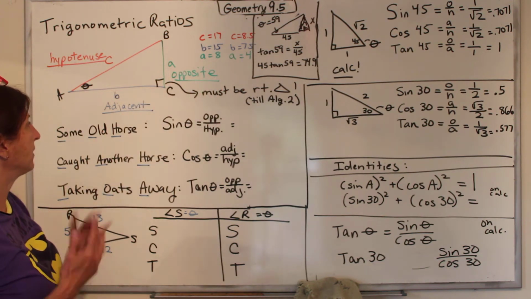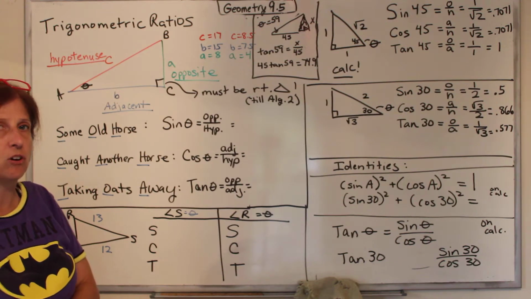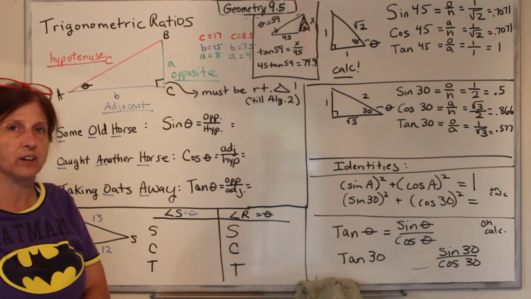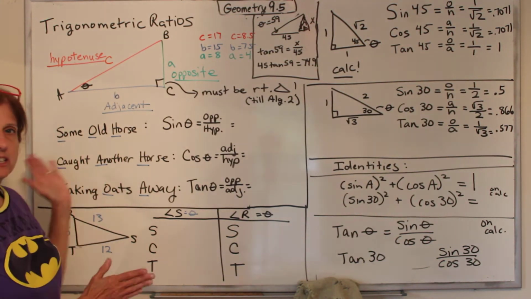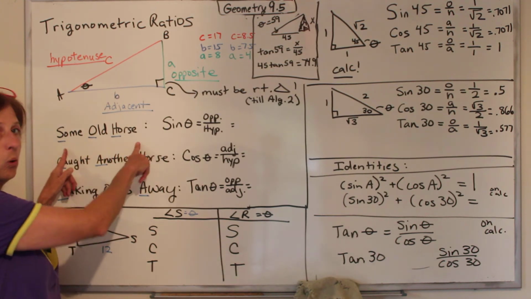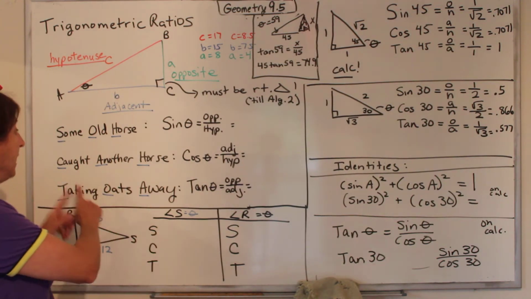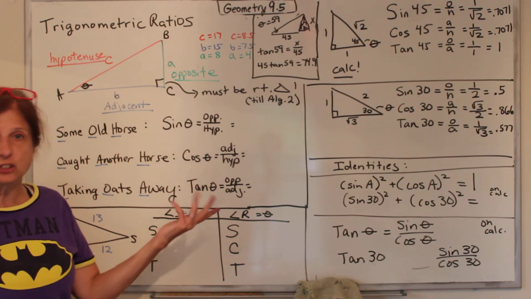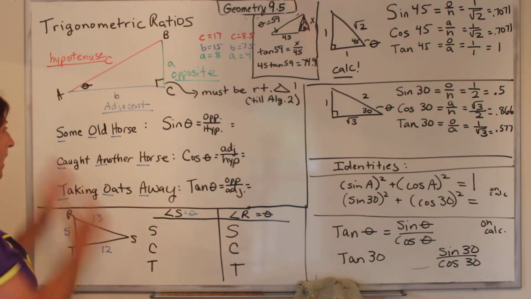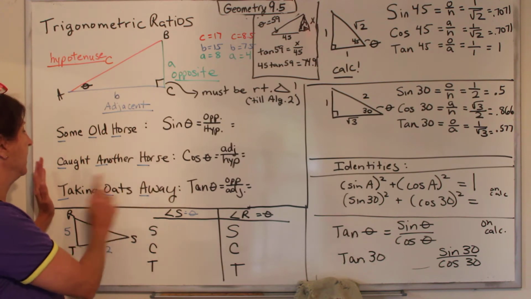Now, the next thing we have to learn is a little bit of barnyard drama to remember our trig ratios. And this is it. Imagine the barnyard. Imagine the drama. Some old horse caught another horse. Oh no! Taking oats away. We need Sherlock Horse to come solve this. Okay, this is how we're going to memorize it: Some old horse caught another horse taking oats away.